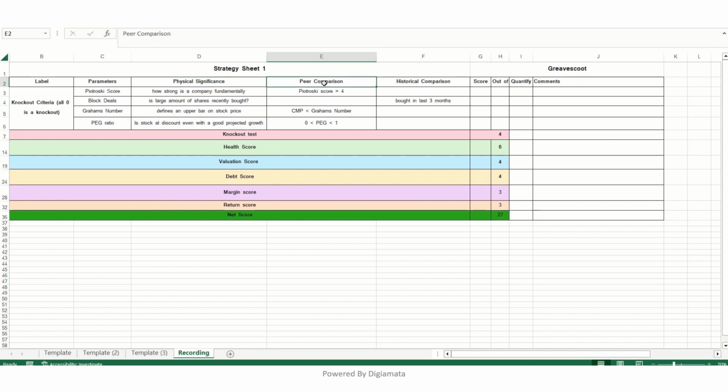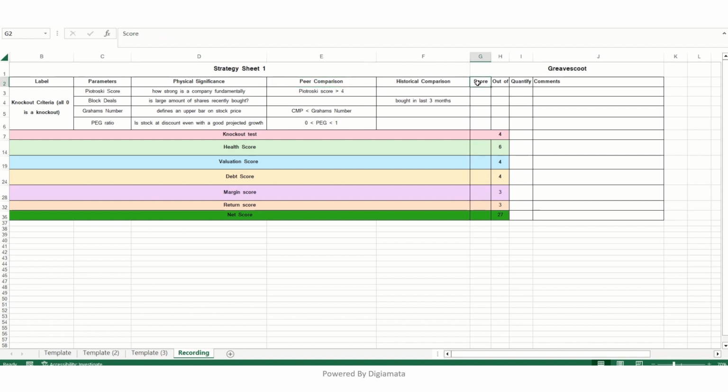Then we will have 2 columns to compare. Based on these columns, you are going to rate your parameters. So this is your peer comparison and your historical comparison. Now some of the parameters would require a peer comparison, some a historical comparison, and some both. When you find that a parameter requires both peer and historical comparison, the net output would be the multiplication, or the AND gate, for that particular criteria.